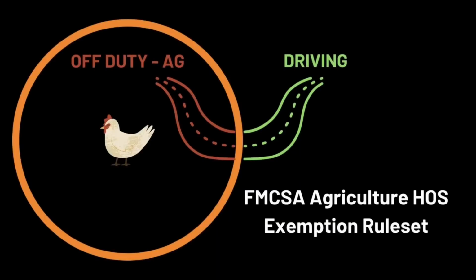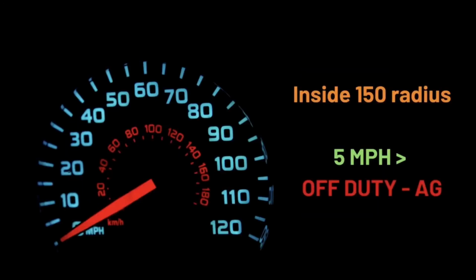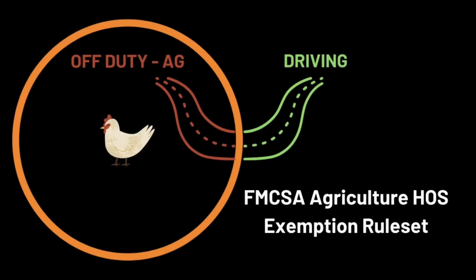The My20 app operates under the FMCSA's Agricultural HOS Exemption rule set. When the My20 app is connected to the My20 ELD and the vehicle travels at 5 miles per hour or greater, the app will automatically change your duty status to off-duty ag, and the 8-hour 30-minute break, 11-hour driving, 14-hour on-duty, and your weekly cycle clocks will automatically all stop instantly as soon as you cross that invisible 150 air mile boundary. You do not have to touch anything.